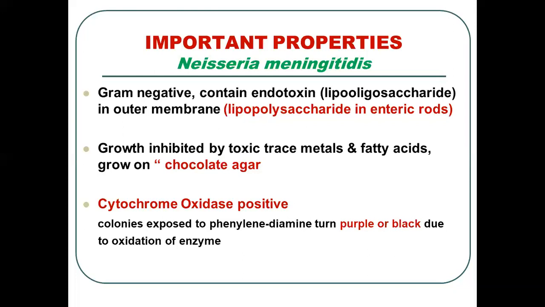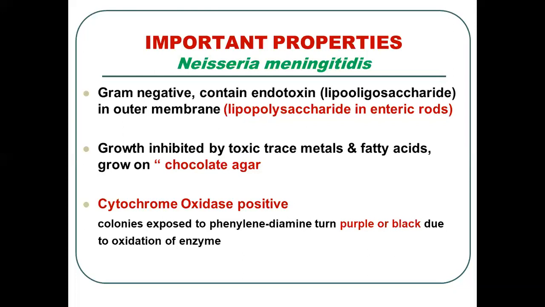Now, heating blood agar at 80 degrees centigrade gets rid of the toxic trace elements and the fatty acids, and the microorganisms of the Neisseria family can be grown on it. Because of preheating the blood agar at 80 degrees centigrade, it changes its color from red to chocolate. So the name for this media is chocolate. Chocolate is the generalized enriched medium for the growth of Neisseria, both Neisseria gonorrhoeae and Neisseria meningitidis.